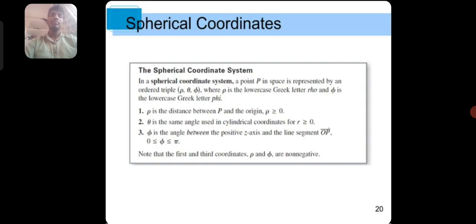Theta is the same angle used in cylindrical coordinates, for r greater than or equal to 0. Phi is the angle between the positive z-axis and the line segment OP, and 0 is less than or equal to phi, less than or equal to pi. Note that the first and third coordinates, rho and phi, are non-negative.